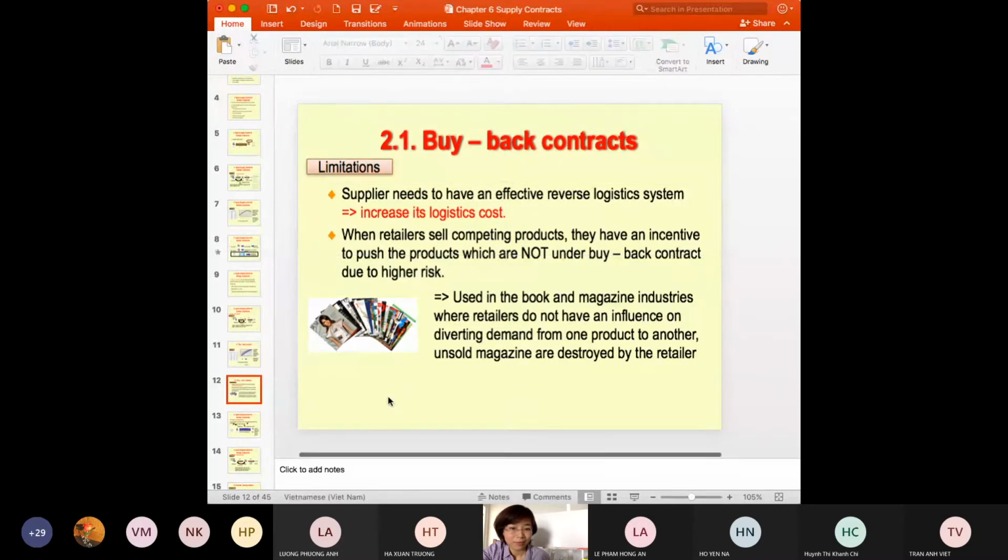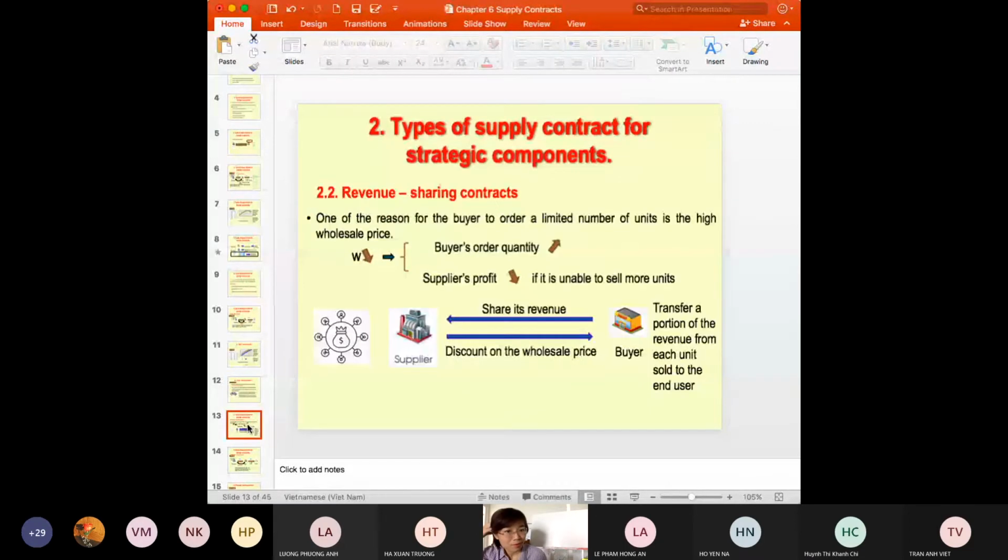Okay. So we just finished with the buyback contracts. Right now I move to another one, that is the revenue sharing contracts. What is the revenue sharing contract?